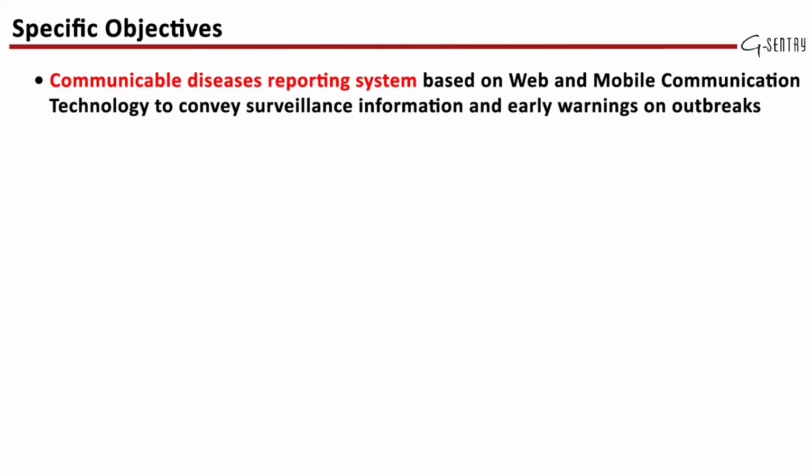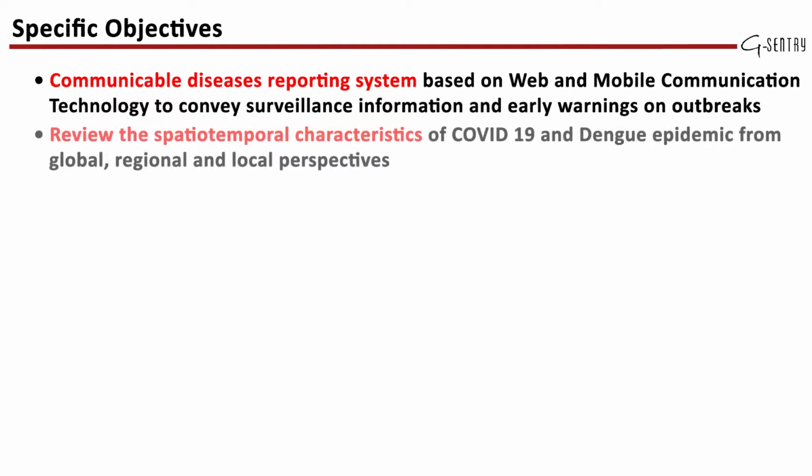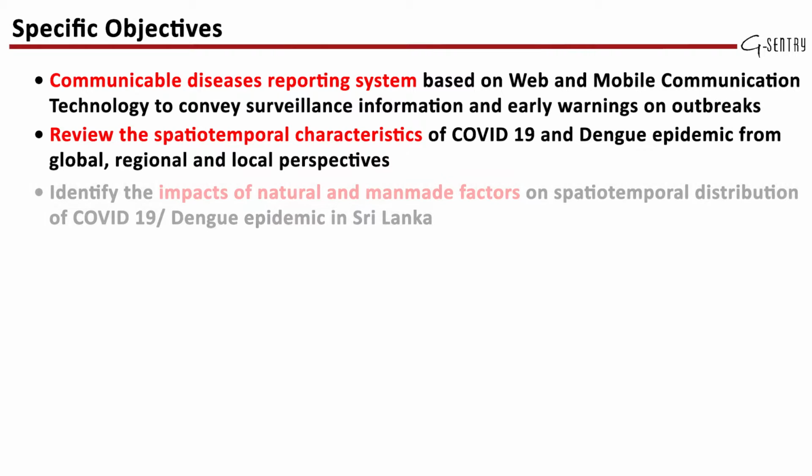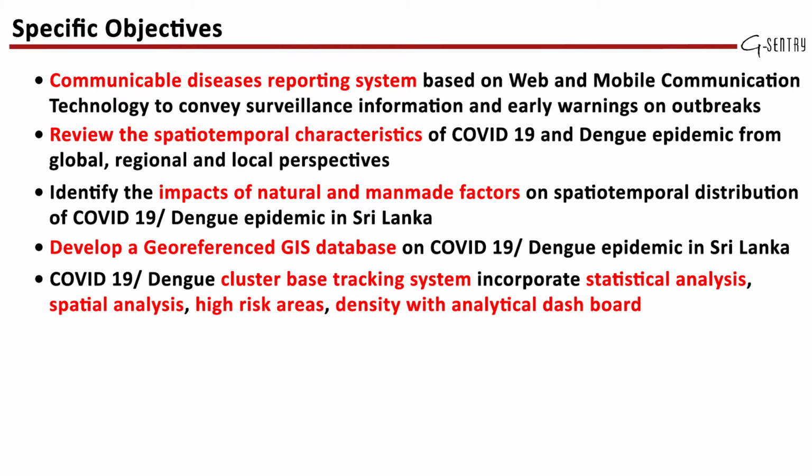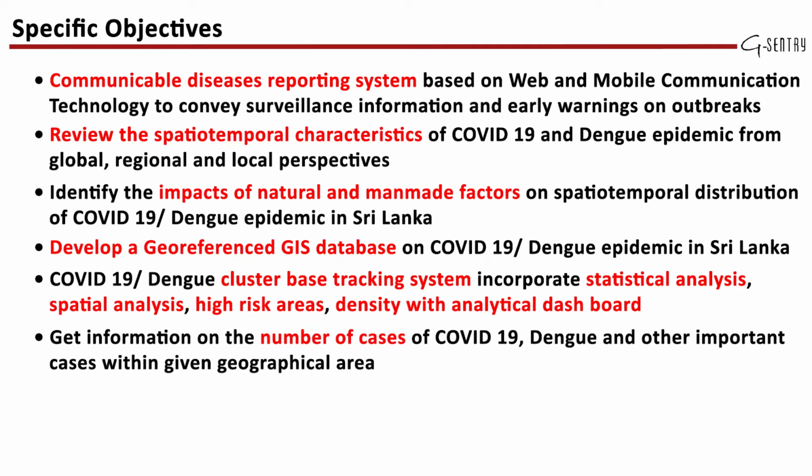Specific objectives are: a communicable diseases reporting system based on web and mobile; review the spatio-temporal characteristics; identify the impacts of natural and man-made factors on spatio-temporal distribution; develop a georeferenced GIS database; a cluster-based tracking system incorporating statistical analysis, spatial analysis, high-risk areas, and density with an analytical dashboard; and get information on the number of cases and other administrative functions.